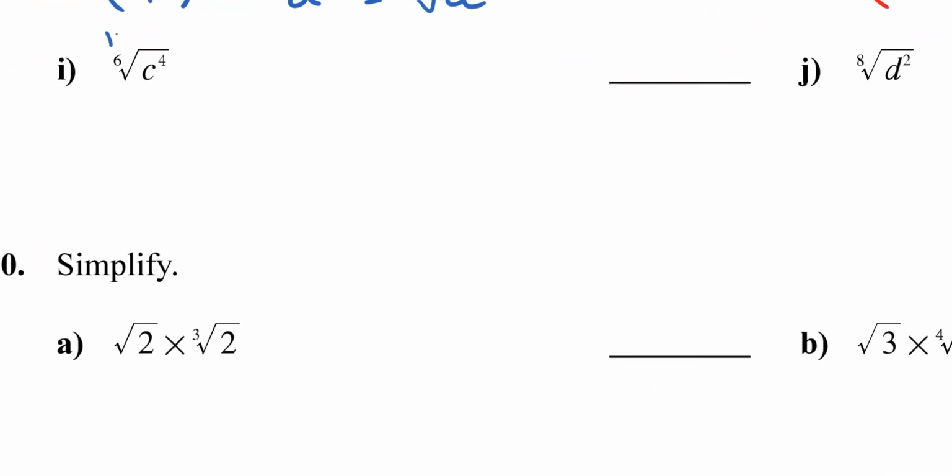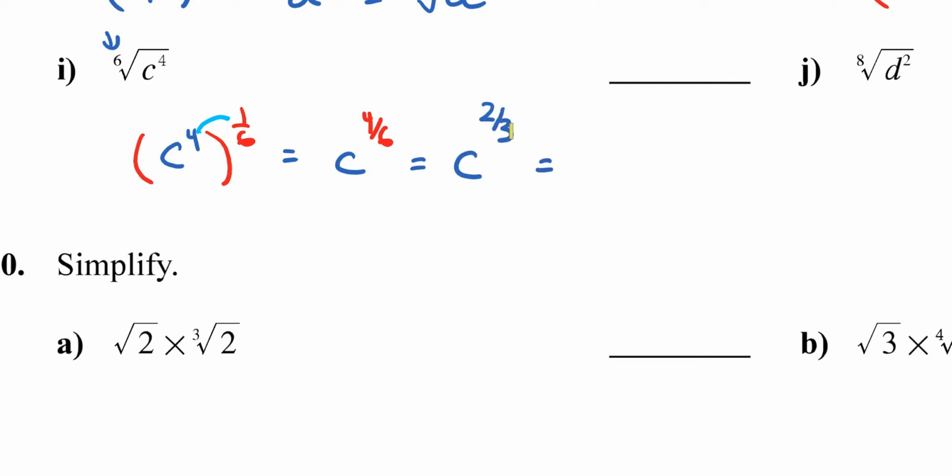Right, for letter I, the index is 6, so c to the power 4, raised to the 1 over 6. After that, you can multiply the exponents, so 4 times 1/6 is 4 over 6. And if you simplify the fraction there, that's the same thing as 2/3. And the bottom number here, that's your index, so that's going to be a cube root, and basically this part here in blue goes on the inside. So the cube root of c squared.